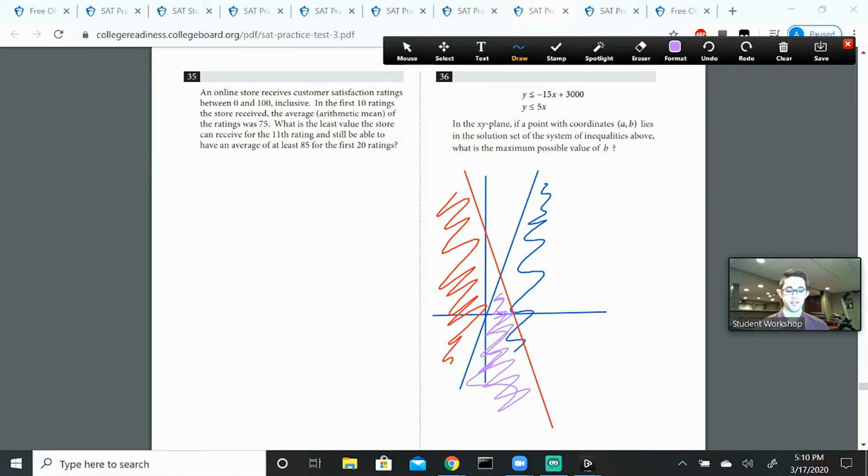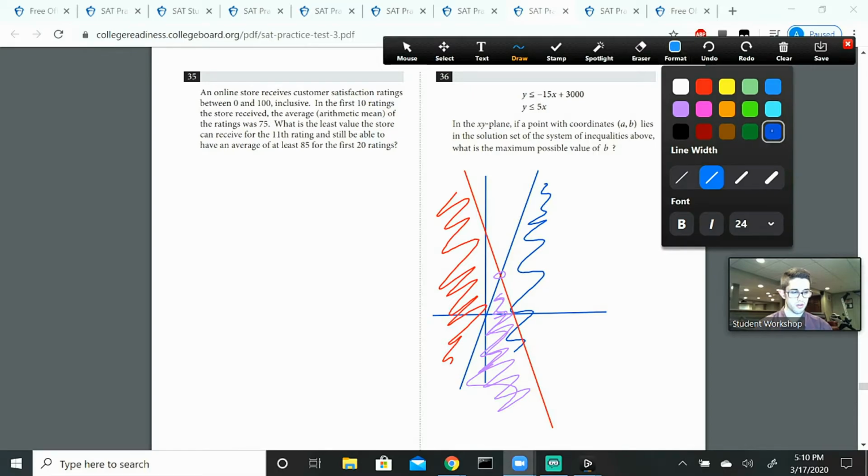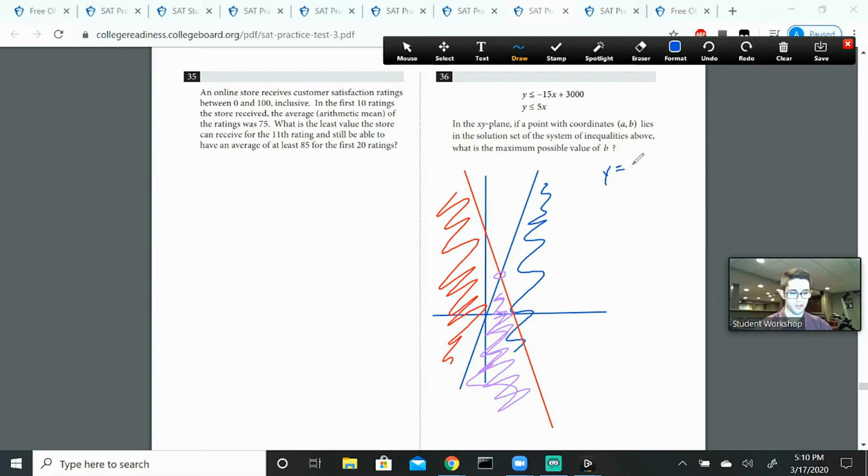So the purple area is the thing that satisfies both inequalities, and we're going to be looking for the maximum possible value of b, which luckily enough is just the intersection point of those two. So we can actually change these now to just equal signs because we're trying to solve for the intersection. In order to do that, we can set them equal to each other. Add 15x, 20x equals 3,000, so x equals 150.